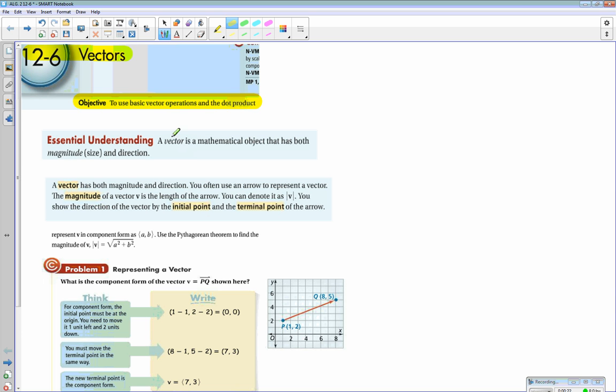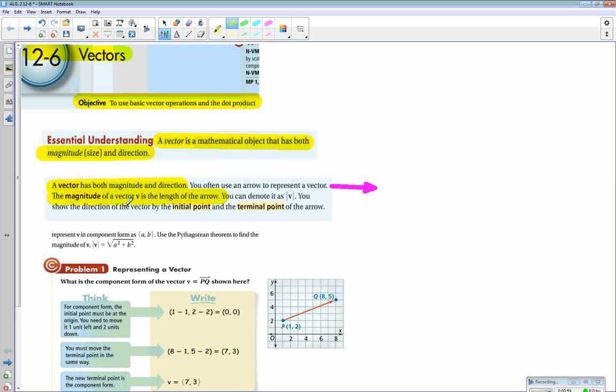A vector is a mathematical object that has both a magnitude, which is a size, I like to think of it as a length, and direction. We've already written that here. You often use an arrow to represent a vector. The magnitude of a vector is the length of the arrow. So it looks like this, denote it as, it looks almost like an absolute value, and then a bold V in the middle.